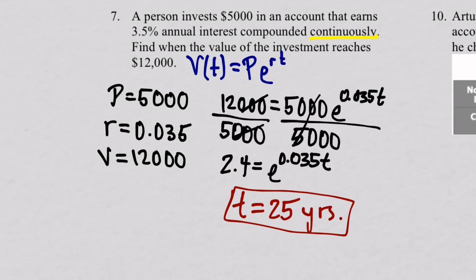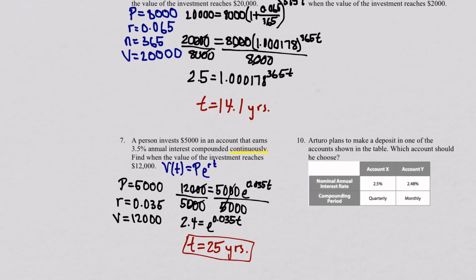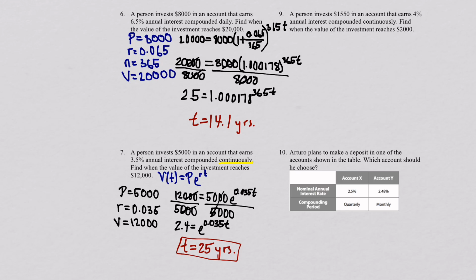They more than doubled. Let's compare that to number 6 actually. Let's go back. This is a very interesting point here. Look back at number 6. We invested in number 6 $8,000 and we did double it, right? More than double. It went all the way up to $20,000. The rate was much better, 6.5 compared to 3.5. That's a lot better. That's more than almost twice as much.